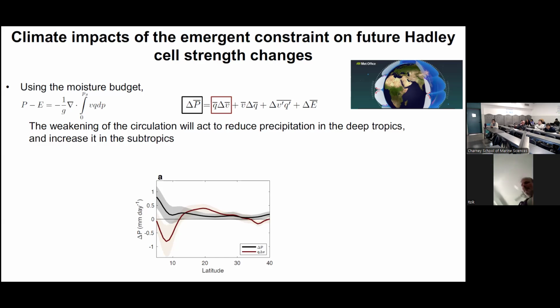So it's doing the opposite of what it's trying to do here, because we are weakening the circulation, basically. So we have less precipitation in the deep tropics, but more precipitation in the subtropics, because it would act to less suppress the air here, and thus we're going to have more.